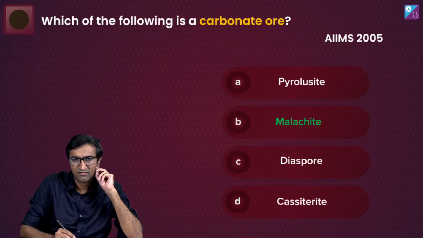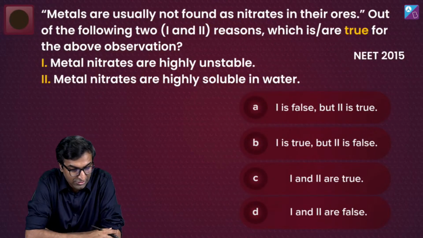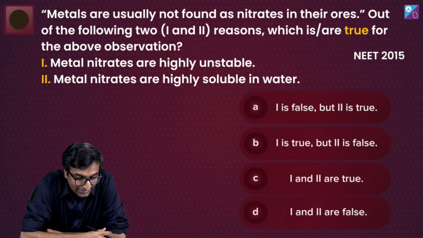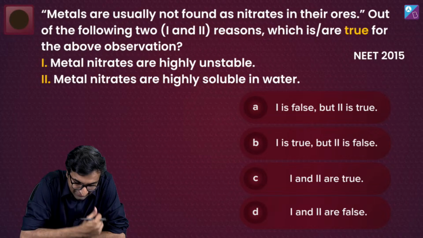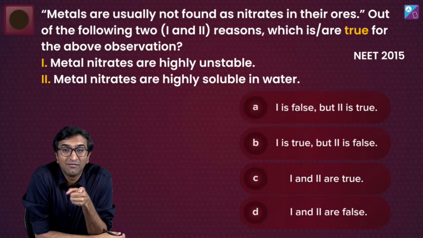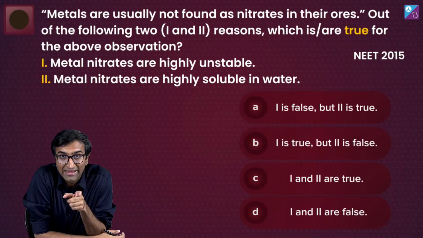You can look this up online. It's also there in NCERT. Another question. Metals are usually not found as nitrates in their ores. Out of the following reasons, which is or are true for the above observation? Metal nitrates are highly unstable. Metal nitrates are highly soluble in water. I know मैंने अभी तक आपको पढ़ाया नहीं है, but याद है मैंने आपको last time बोला था कि आप NCERT पढ़ के आइए सेशन में.